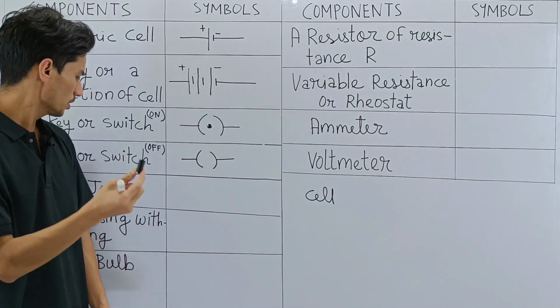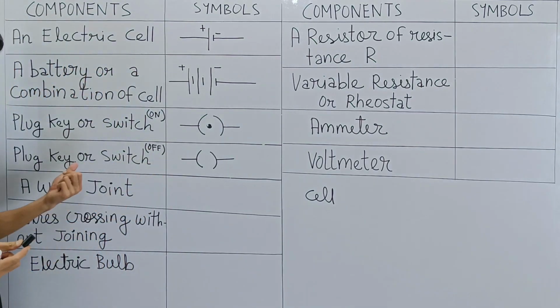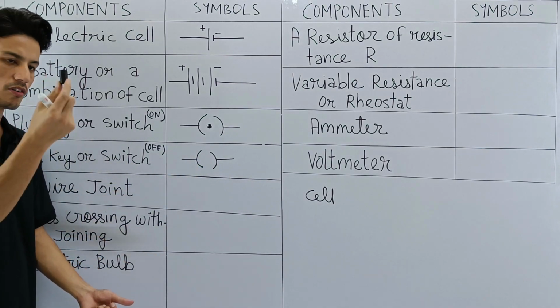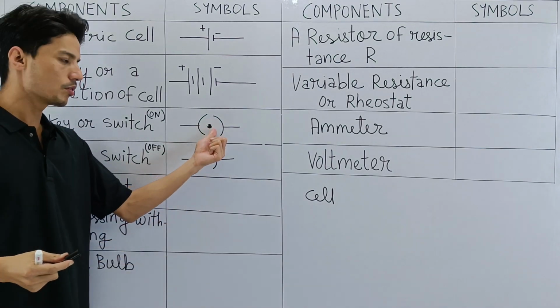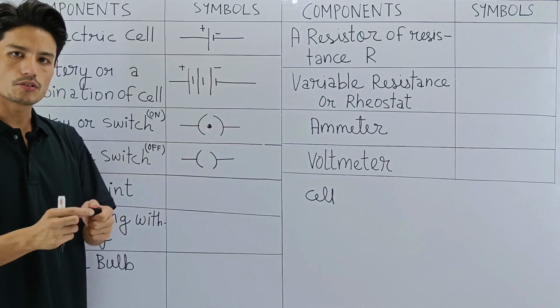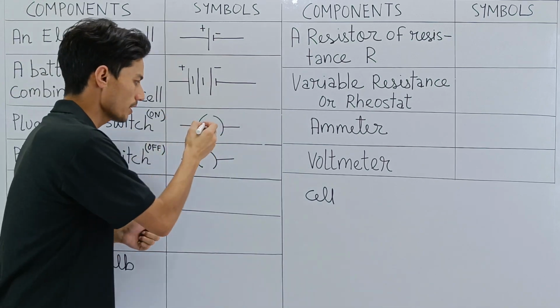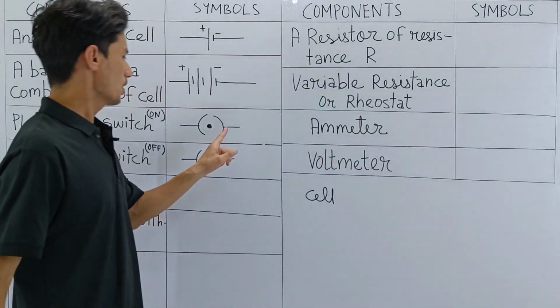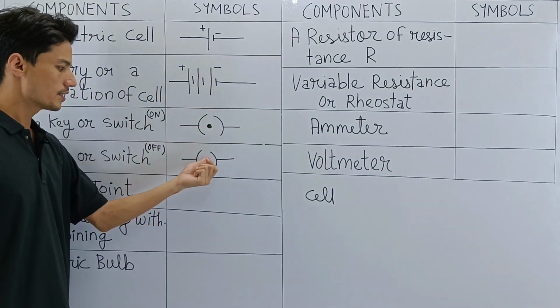So this is called off or open. Remember, off means open, on means closed. In on, the key is inserted. So the top one is on when the key is inserted, and this is off.